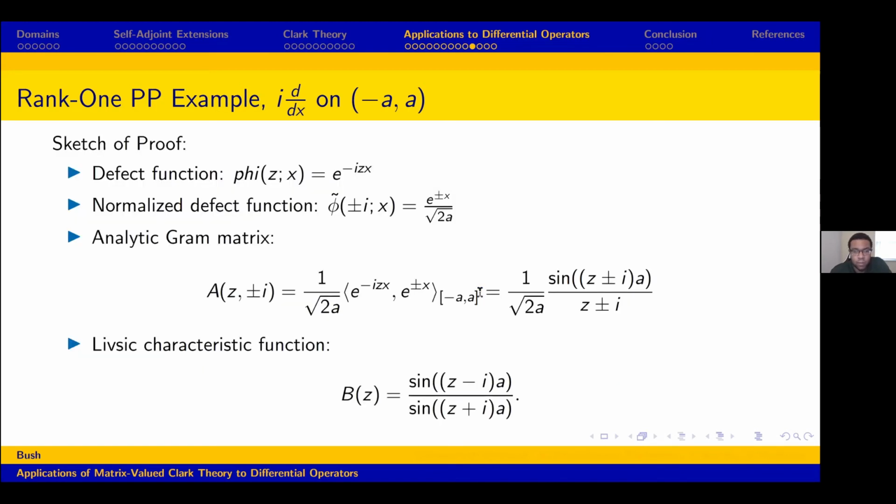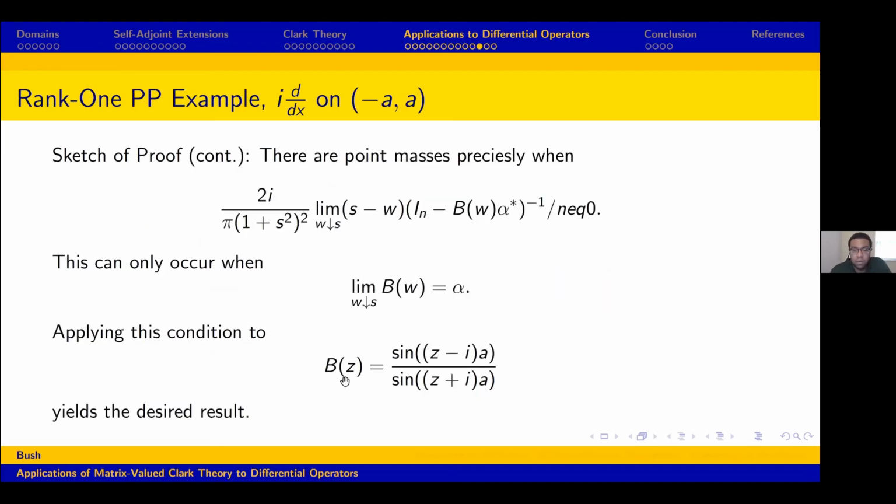And the way you get there is, again, similar to before, and this TeX missed way too many slashes for this talk. So again, this is now a rank 1 problem, so we're just going to have one defect function. It'll normalize like this. And then the analytic Gram matrix is going to be used as a scalar function that'll look like that. And then the characteristic function is going to be this ratio of sines.